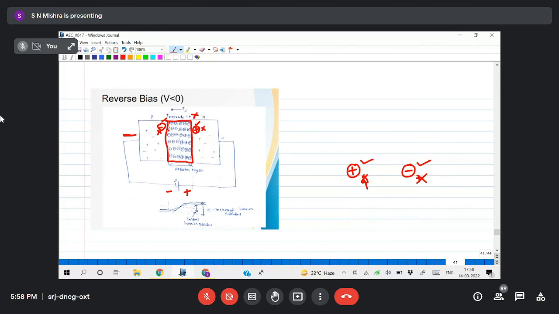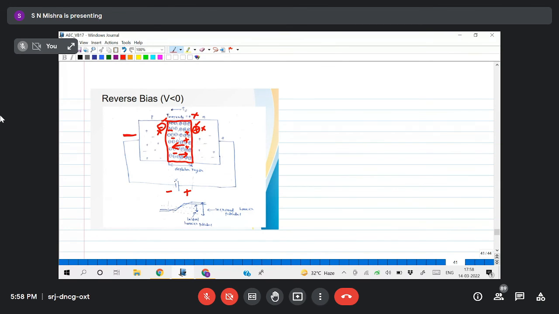But what about minority carriers? They can easily move. Holes inside the N side are minority carriers, so these holes can easily move to this side. Similarly, the electrons present on the P side can move easily to the inside, because they are attracted by the positive and negative ions. So minority carriers can flow across the junction in the reverse bias condition, but majority current will not flow. Is this idea clear to all?